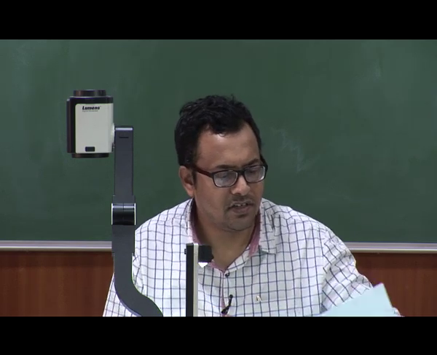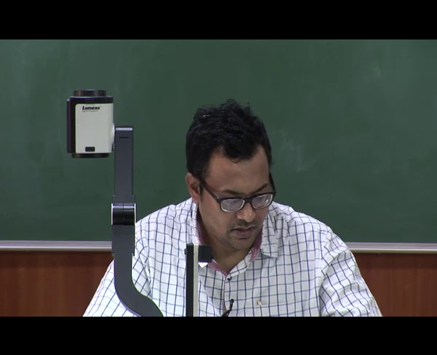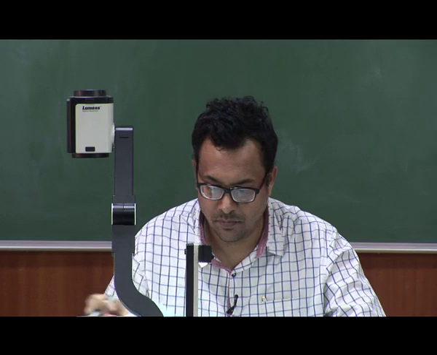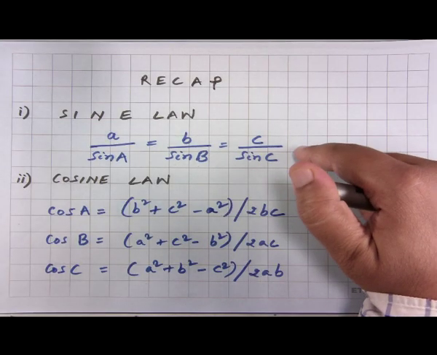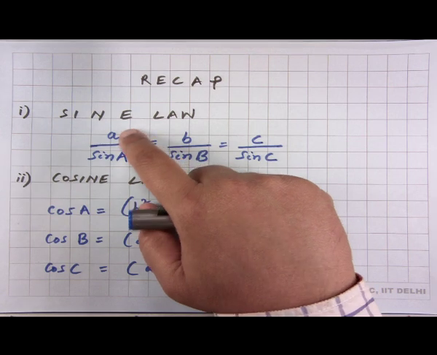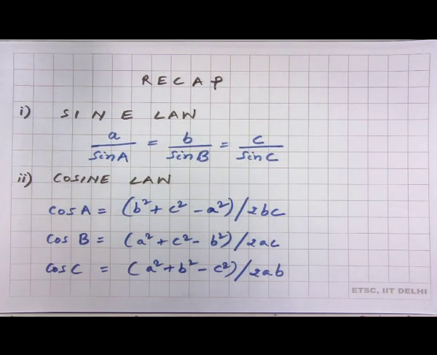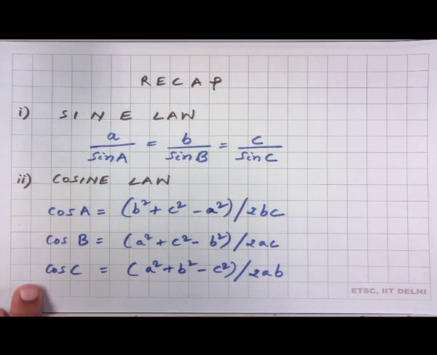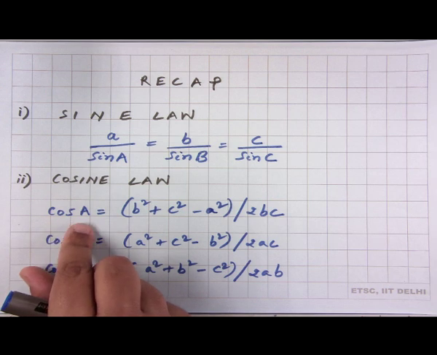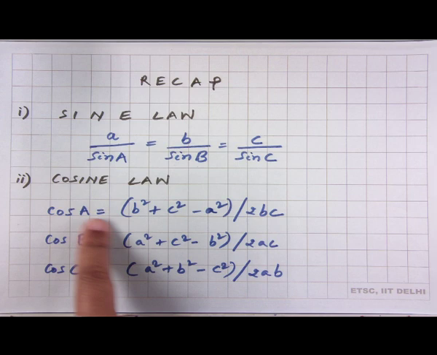So, before we set on to solving these problems, let us recap the important formulas. The first formula was the sine law, which says that the ratio of the side to the sine of the corresponding angle is a constant. So, it is the same for all the sides. And then we also had the cosine formulas, which give the formula for the cosine of the three angles in terms of the lengths of the sides of the triangle.